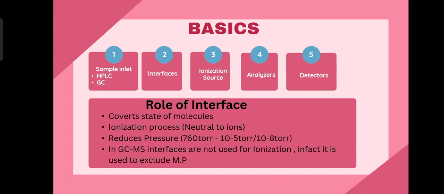Now once the sample gets separated, it is allowed to pass through the MS. Before entering into the MS, it is passed through the interfaces. Now what is the role of interfaces? The interfaces will help in converting the states of molecules. Here in chromatography the samples are separated in the form of liquids, whereas the MS is operated in the gaseous phase, and therefore these interfaces will help in converting from the liquid state to the gaseous state of the components.